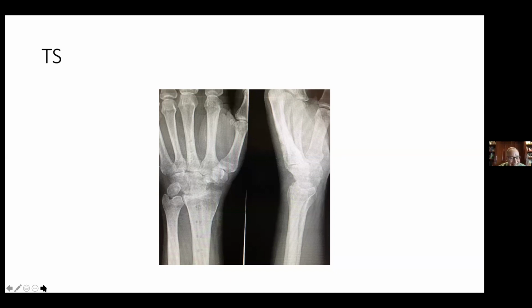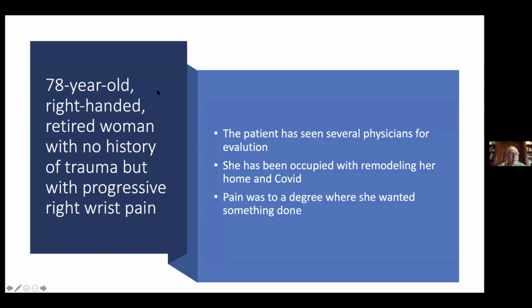Okay, next. Next case, 78-year-old right-handed retired woman. So now that was all my slack cases. Let me talk about something else. 78-year-old right-handed retired woman with no history of trauma, but with progressive right wrist pain.